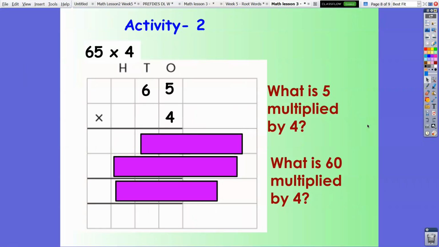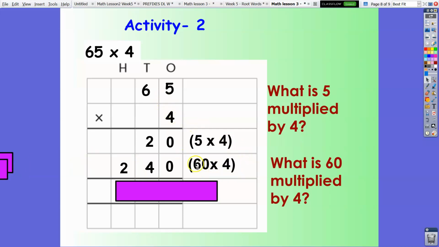Alright, another example for you to answer. Pause the video and do the activity. Alright, time is up. Now let's reveal the answers. 5 times 4 is 20. 60 times 4, ignore the 0 again. So 6 times 4 is 24. Add the 0 at the end. Then add all the answers. We got 260.